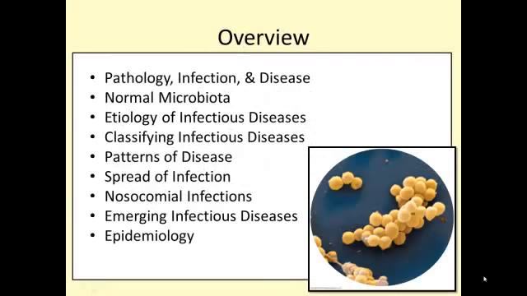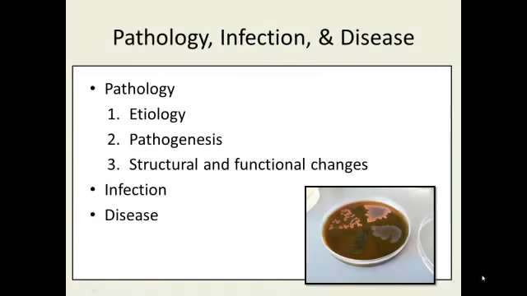In Part 1, we're going to talk about pathology, infection, and disease, normal microbiota, etiology of infectious diseases, classifying infectious diseases, and patterns of disease. In Part 2, we're going to talk about spread of infection, nosocomial infections, emerging infectious diseases, and epidemiology. Let's discuss a few terms that are going to be vital for you to understand the material in this chapter.